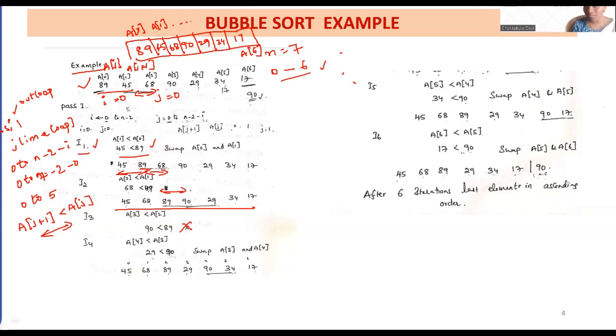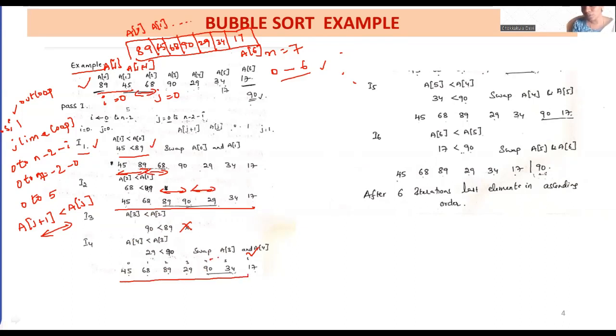And after that, we need to compare these two elements, 90 and 29. 29 is less than 90. Yes, this condition is true. So what simply we have to do? We have to swap these two elements. So we get 45, 68, 89, 29 and 90. So for the next iteration, we have to use this list.